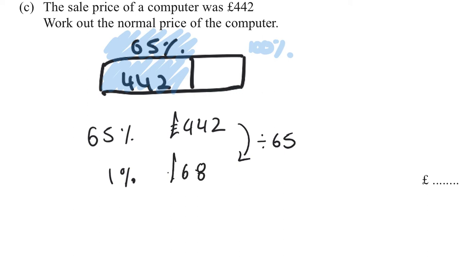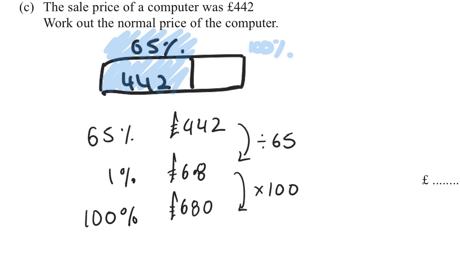£6.8. Okay, now if I go back up to 100%, if I know what 1% is, how do I get to 100%? I'm going to multiply it by 100. So I'm now going to have £680. So my answer is £680. So we've just shown two different methods of the same type of problem. The biggest thing is understanding what the problem means.